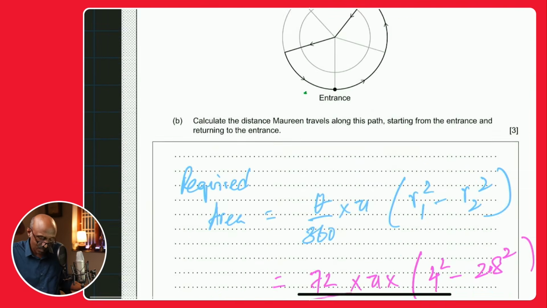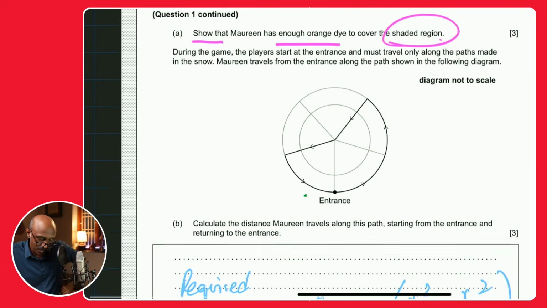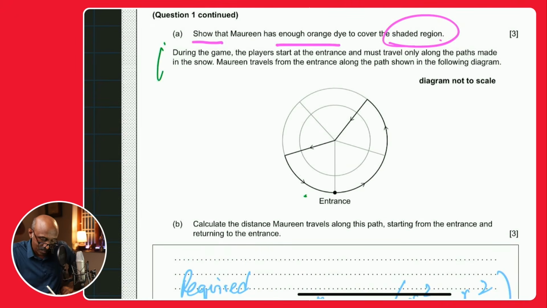Part B in this question, calculate the distance. Before we go to the distance, I think something else is here. We need to read that. During the game, the players start at the entrance and must travel only along the paths made in the snow. So where is this entrance? Here's the entrance, and they should only travel along the paths. So these are the paths that are made. If I just mark that in green, that's the game apparently.